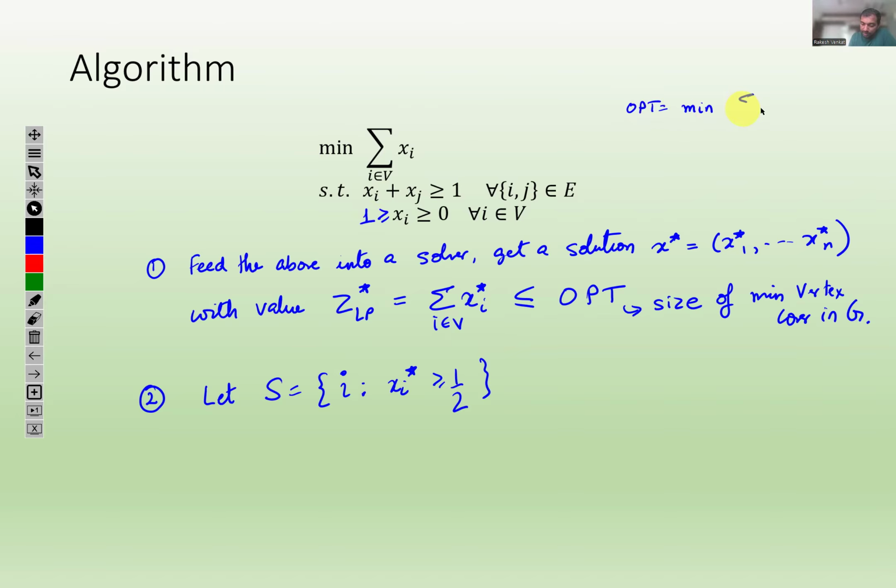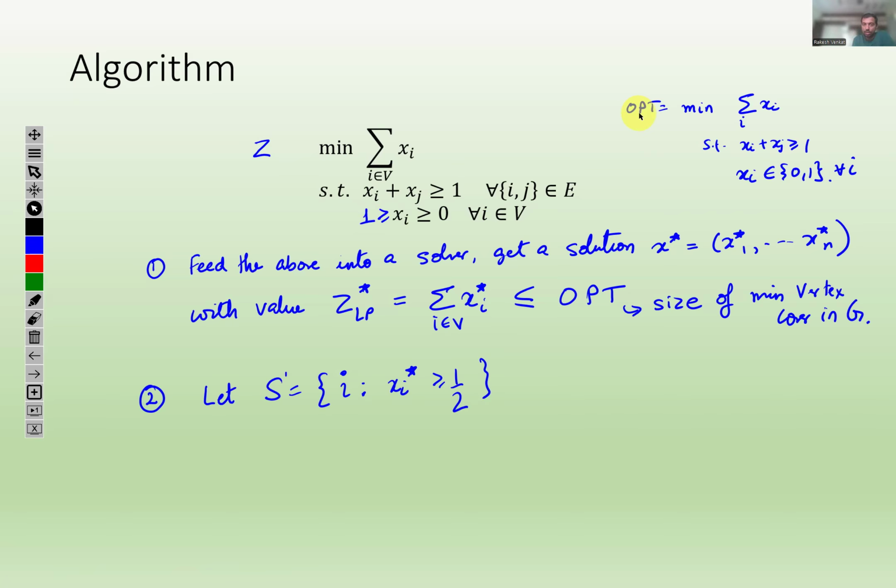Opt was exactly the same thing, but with xi restricted to 0 and 1. So if I expand this domain, I minimize over a larger set, and the minimum that I get, Z over here, will be less than or equal to opt. Because I'm expanding the domain, the minimum drops further.